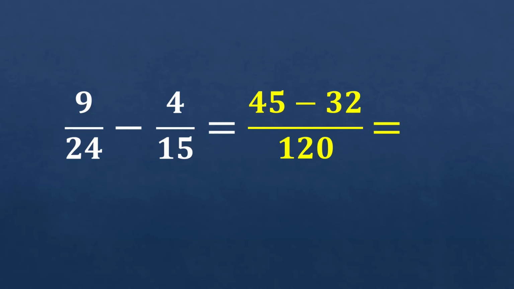Now let's subtract the numerators. 45 minus 32 is 13. So our final answer is 13 over 120.